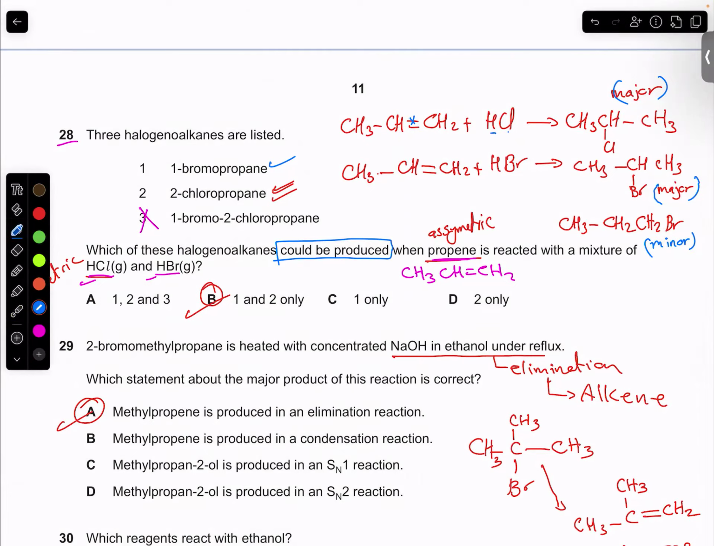And we will add H and Cl to this carbon and this carbon. According to Markovnikov, H is added to the carbon rich in hydrogen. So H will be added to this carbon, and Cl will be added to this carbon. So it will produce 2-chloropropane, and in this case, this product is the major product. The minor product is 1-chloropropane. If the chlorine is added here and H is added here, this is the minor product. So in the first case, the major product is this one.